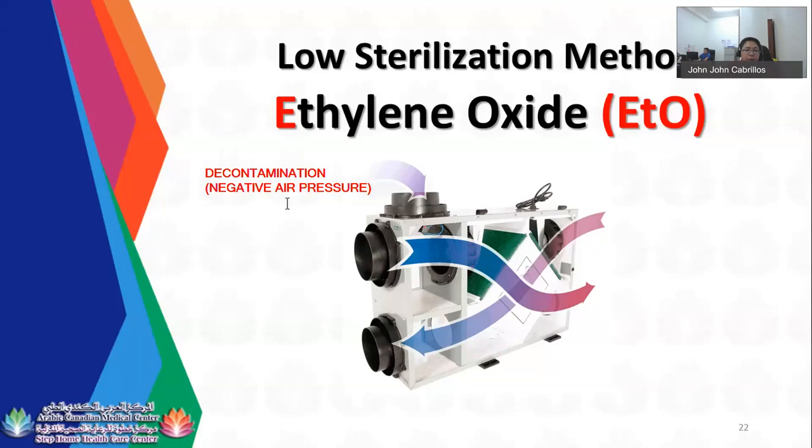So for other areas in the CSSD, which is your prep and pack or general areas, such as sterile storage or sterilization room, prep and pack, you should have a positive air pressure. For your sterilization room, if it's only an autoclave, it should have a positive air pressure.